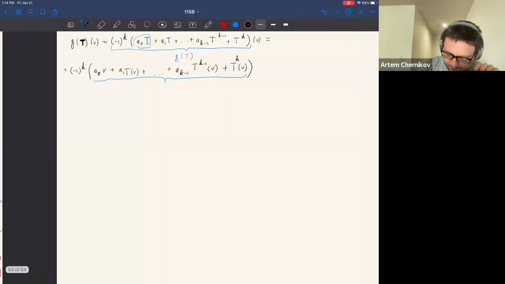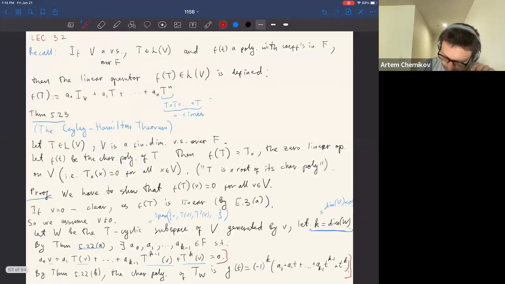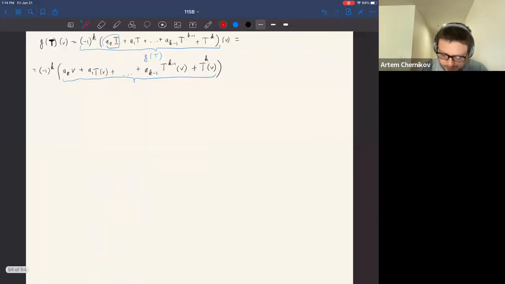Let me go back for a second. So look at this equation. Let's denote it star, for example. So remember how the coefficients a0 through a_{k-1} were chosen. They were chosen to make sure that this is equal to 0. So now if I go here, what I have in the brackets is exactly star, the same expression. So this means that the whole result of what I have in the brackets is equal to 0.